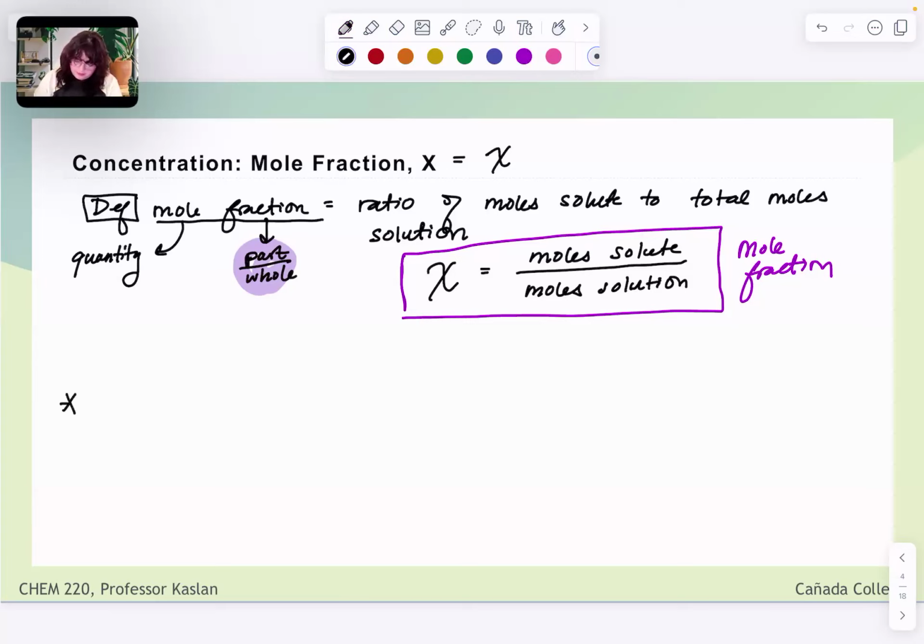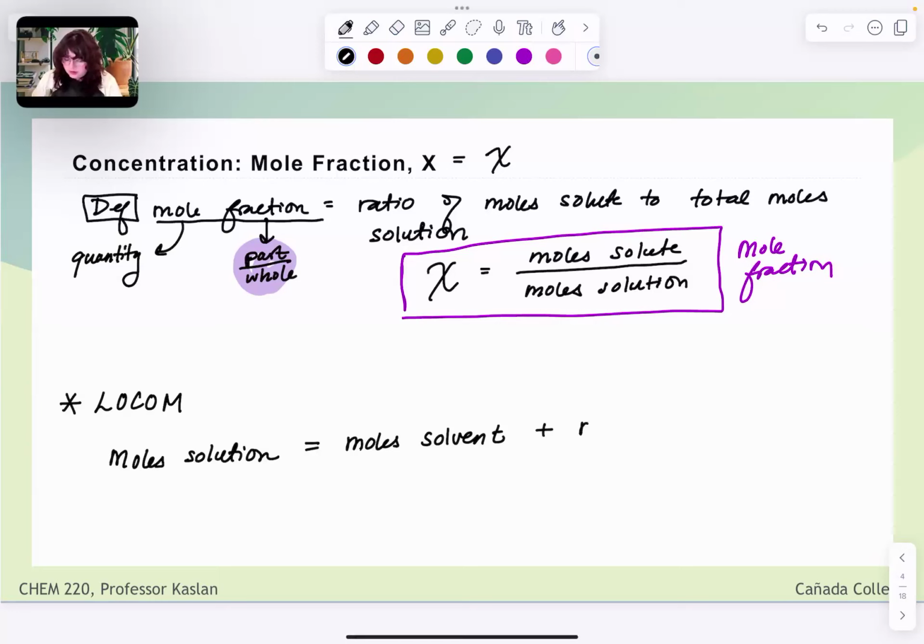Something that is good to remind ourselves of, just like we did when talking about solution density, is the law of conservation of matter. This is my shorthand for that, LOCOM, law of conservation of matter. It states that matter is neither created nor destroyed. So if I want to think about the total moles of solution, that has got to be the total moles of solvent summed with our total moles of solute.